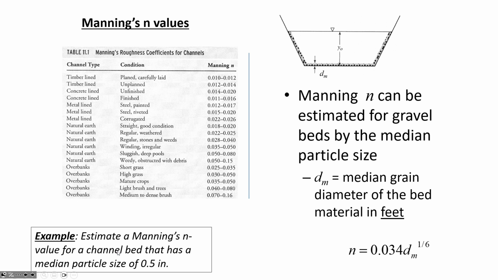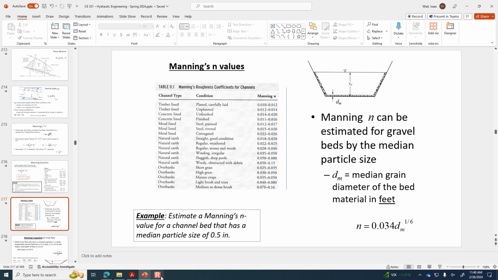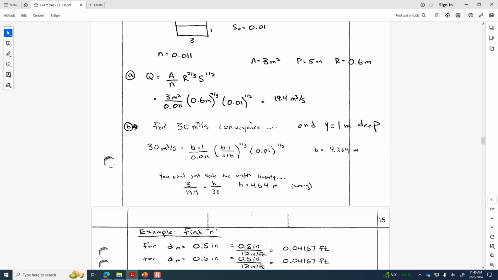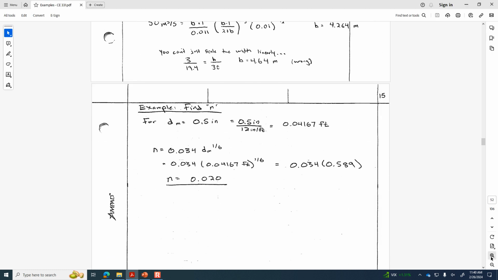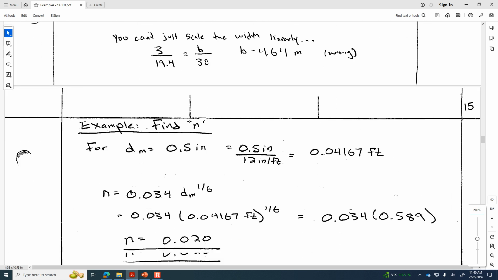So for example, if you had small gravel that had a mean diameter of 0.5 inches, then what you could do is use Manning's equation to calculate the n value that would apply there. You just convert the 1/2 inch into feet, substitute it into the equation, and then that would suggest the n value is 0.020.